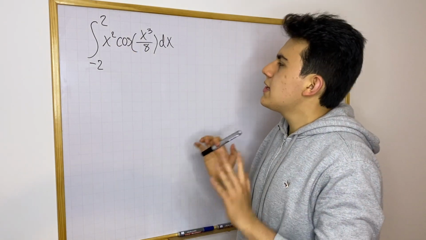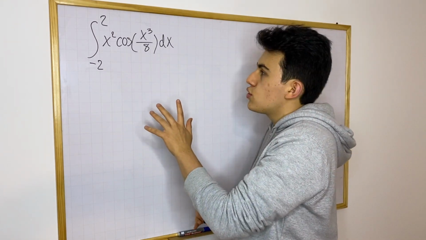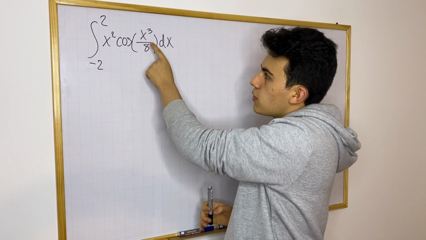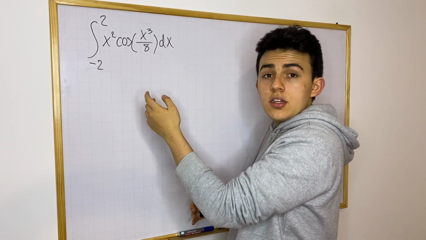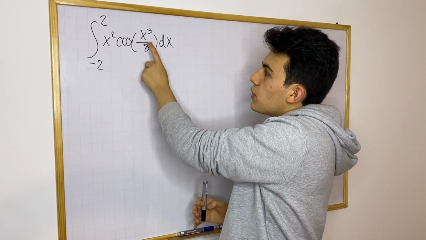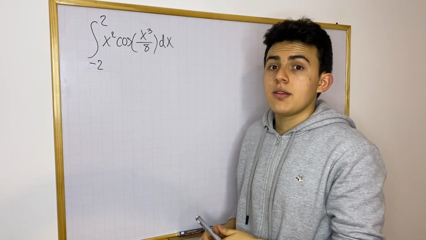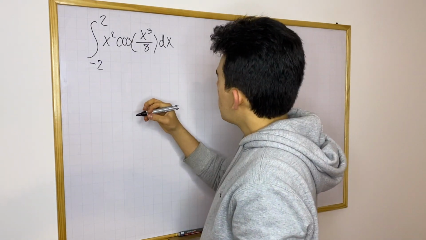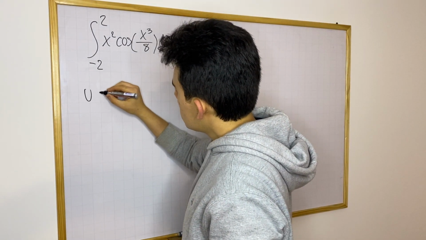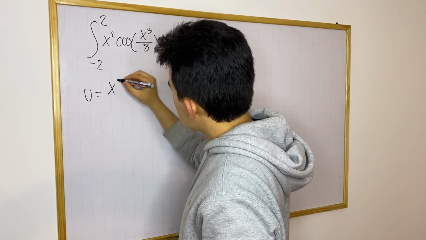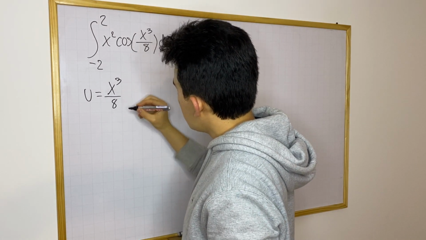So it's pretty safe to say that a really good substitution for this integrand would be to let u be equal to x cubed divided by 8. So let's see how that would go. Once again, let u be equal to x cubed divided by 8.